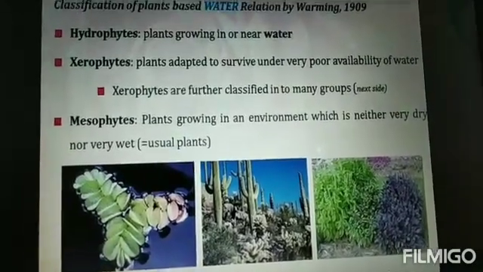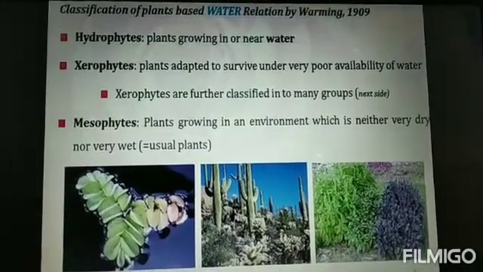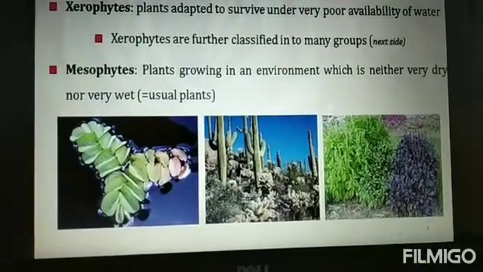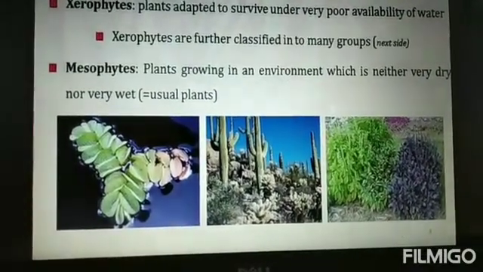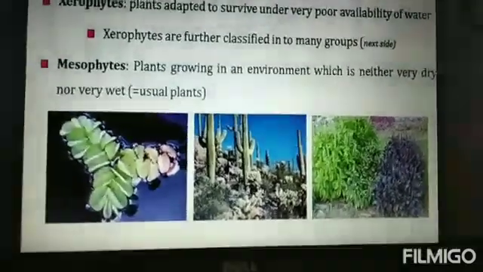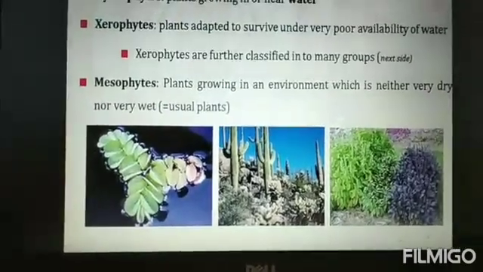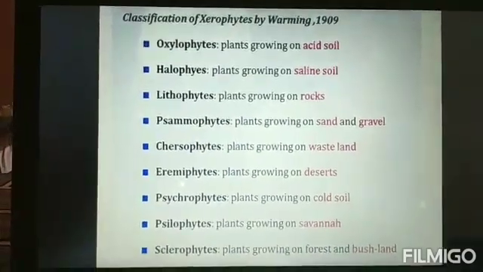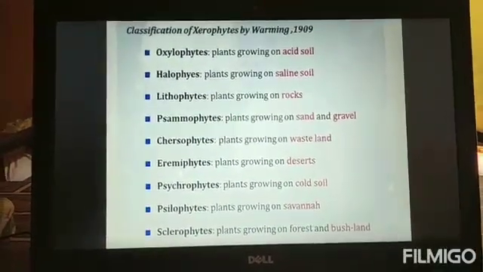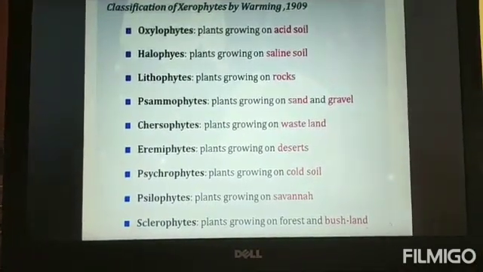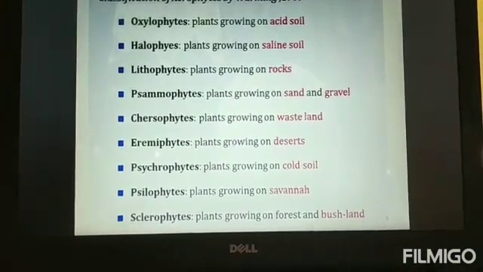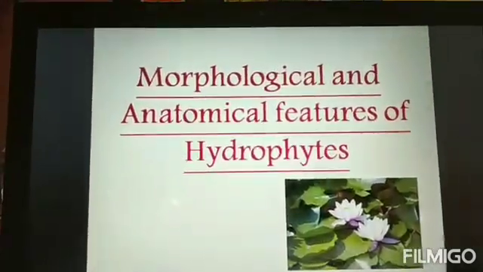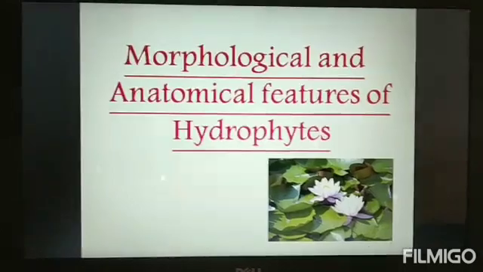There are two types of xerophytes, physiological and physical xerophytes. And the mesophytes are plants which grow in an environment that is neither very dry nor very wet. These are the common plants growing in those conditions. Based on the availability of water or resources, the ecological adaptations of plants are classified into oxylophytes, halophytes, lithophytes, psychrophytes and sclerophytes. Like that, plants are adapted to different environmental conditions.